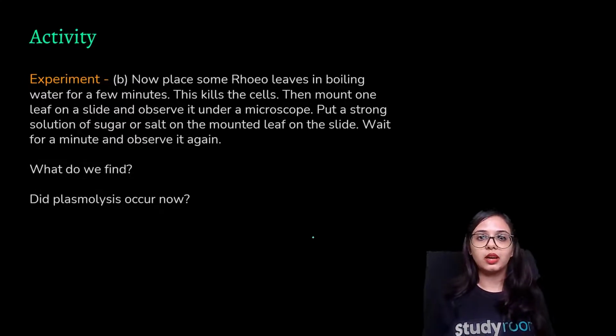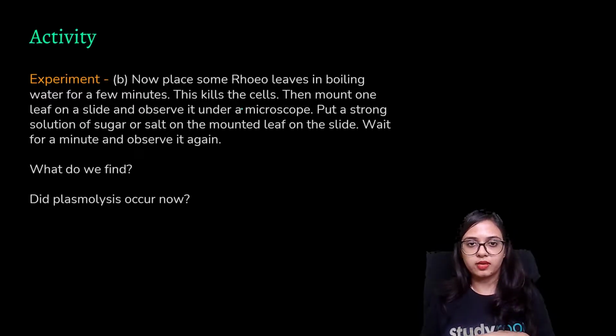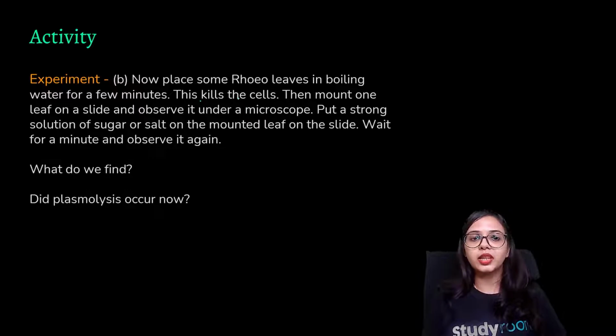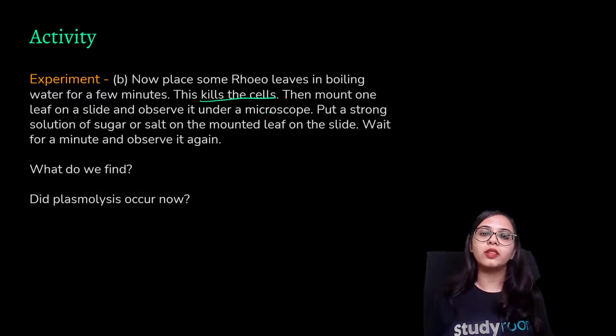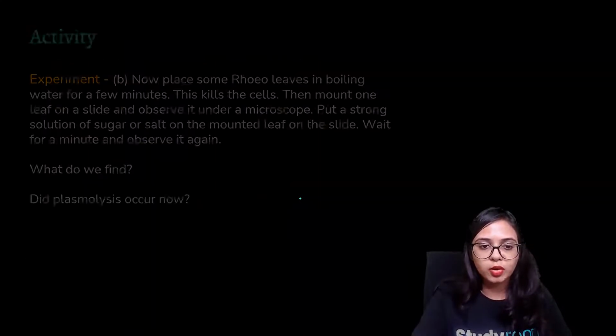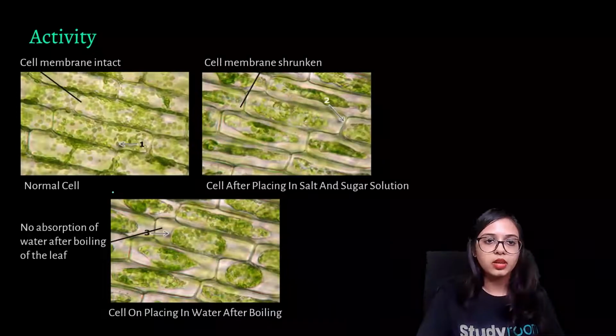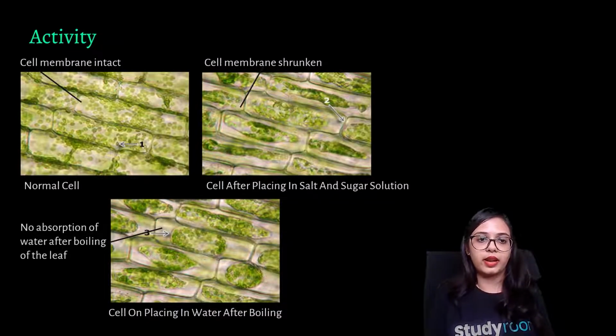Before that, let's look at another setup. After you have done that, you place some raw leaves in boiling water for a few minutes, okay? Because you're boiling, naturally you're killing the cells. Then mount one leaf on a slide under the microscope, and observe while putting it into the concentrated solution, and see whether the osmosis, which we also call plasmolysis, is occurring or not. In the first case, the cell membrane is intact. This is a normal cell, all right? This is your normal leaf cell, the leaf cell which you have before you do either of the two experiments.